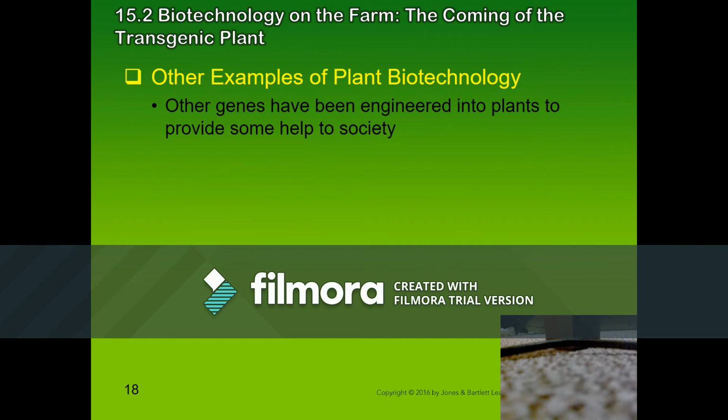Some other plants that use biotechnology. Other genes have been engineered into plants to provide some help to society. One of the big rice crops is a yellow rice, where they put the genes for producing beta carotene into the rice, so the rice becomes yellow, and the rice becomes sort of a complete food when you have that genetically engineered gene in the rice.